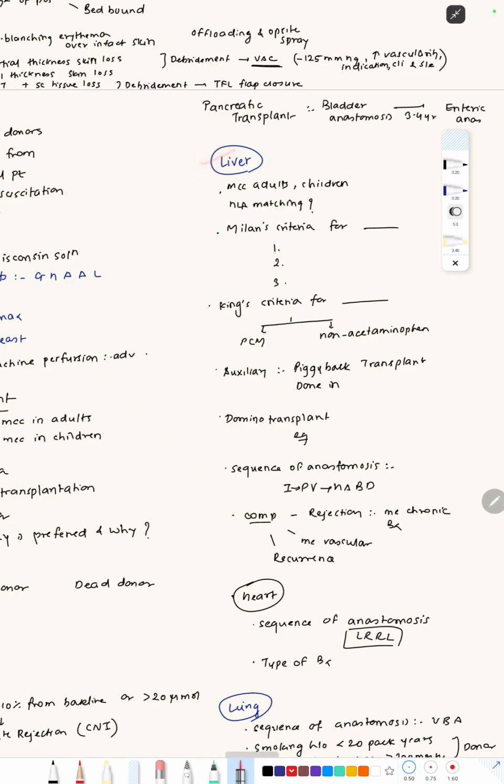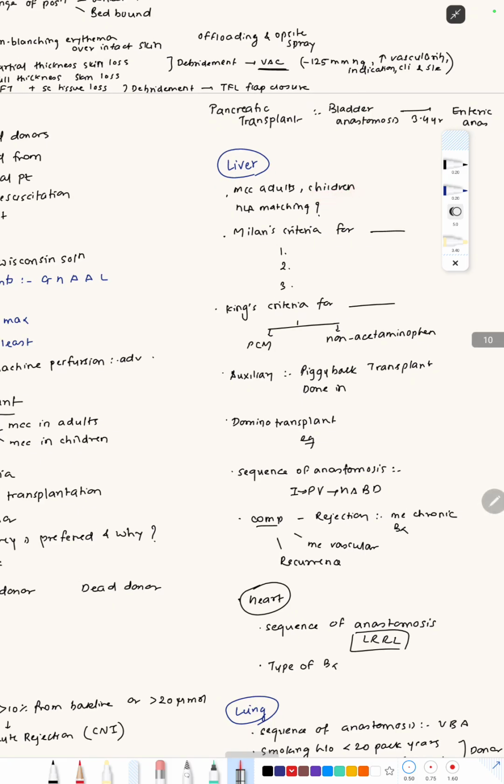The next important is the liver transplant. The most common cause in adults is going to be cirrhosis, and the cause for cirrhosis is going to be non-alcoholic steatohepatitis or metabolic dysfunction associated steatohepatitis. In children, it is going to be extrahepatic biliary atresia. HLA matching is not required, so there is no hyperacute rejection in case of liver transplant.